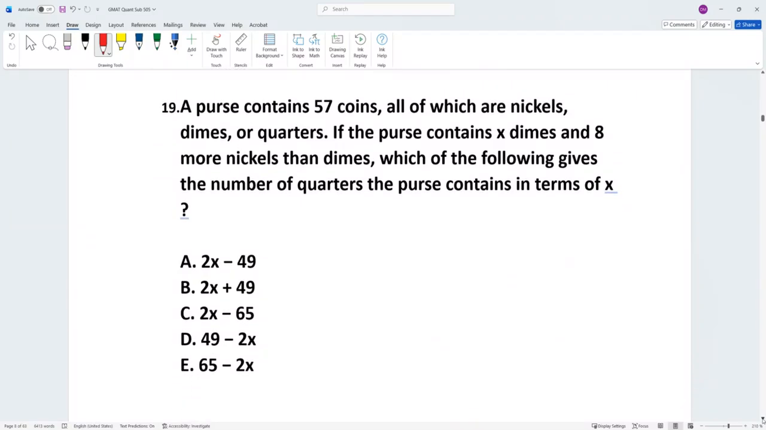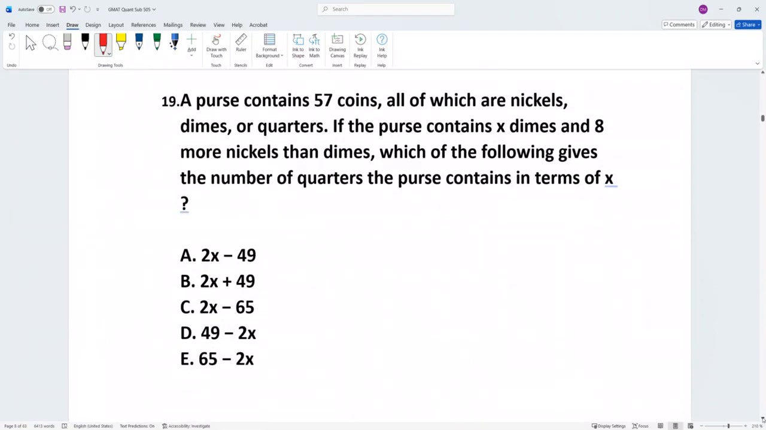The last but one question for this session. We have a purse that contains 57 coins, all of which are nickels, dimes, and quarters. If the purse contains x dimes and 8 more nickels than dimes, which of the following gives the number of quarters the purse contains in terms of x? So x here is actually the number of dimes, okay?